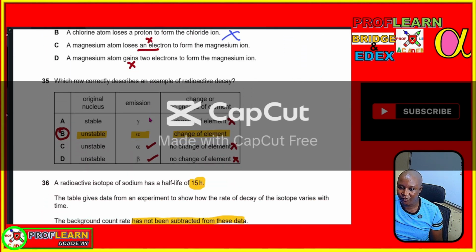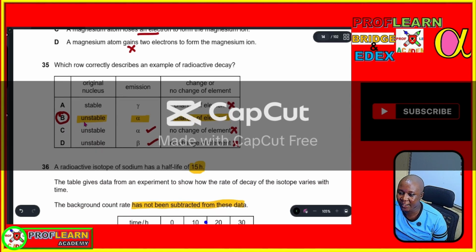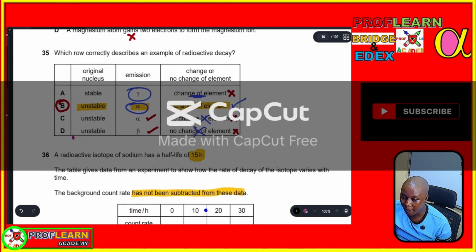Question number 35. Which row correctly describes an example of radioactive decay? This is unstable, losing an alpha, there is a change in element. Stable, that's losing energy, so there's no change in element for gamma. Unstable, no change, this is wrong. There must be a change when it loses alpha. Unstable, no change, so this makes it wrong. So the correct answer is B.